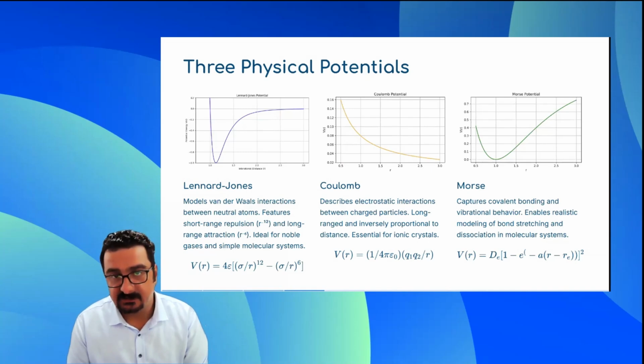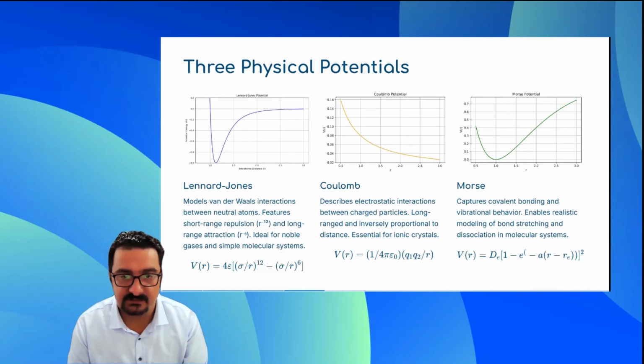We explore three fundamental physical potentials used to model the atomic interactions in crystal structures. First, the Lennard-Jones potential. This is widely used to simulate van der Waals forces between neutral atoms. It features a steep repulsive term proportional to r to the minus 12, and an attractive term proportional to r to the minus 6. This balance makes it ideal for modeling noble gases and simple molecular systems. The equation shown captures this dual behavior.